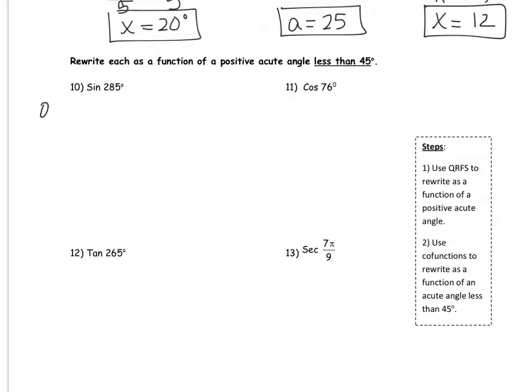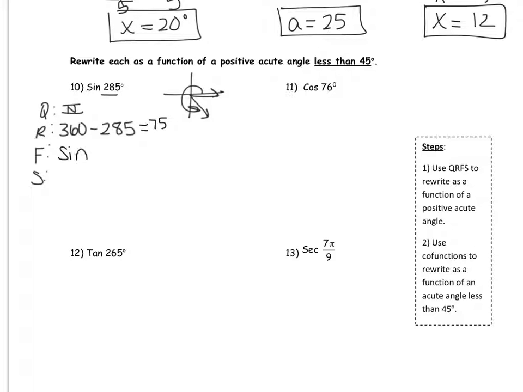So we know that we have to use quarters or for sodas, like we always have. So the quadrant that 285 is in would be quadrant 4. A reference angle is found in quadrant 4 by taking 360 minus 285, and that gives me 75. And the function I'm dealing with is sine. And all students take calc. Cosine is positive, therefore sine will be negative. So we've written this as negative sine of 75. That is the positive acute angle.